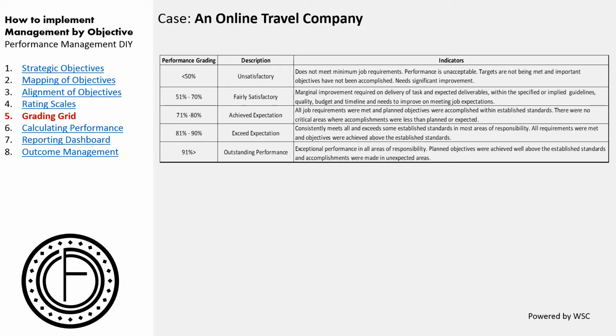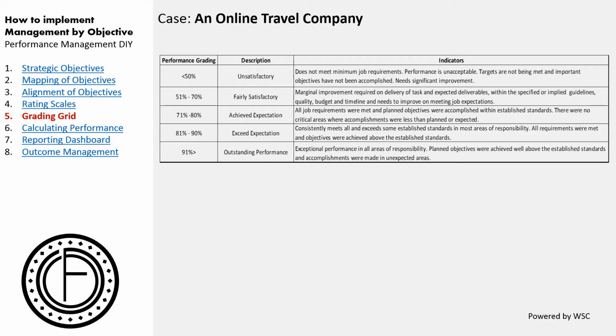Here, below 50% performance is unsatisfactory, while 91% and above is outstanding performance. Now 51% to 70% is fairly satisfactory. 71% to 80% means the individual achieved expectation. So once you're done with computation, you can easily plot those individuals into any of these performance gradings, and you can have indicators providing a description as to what needs to be done to support these individuals based on the point they found themselves at as far as the performance grading is concerned.